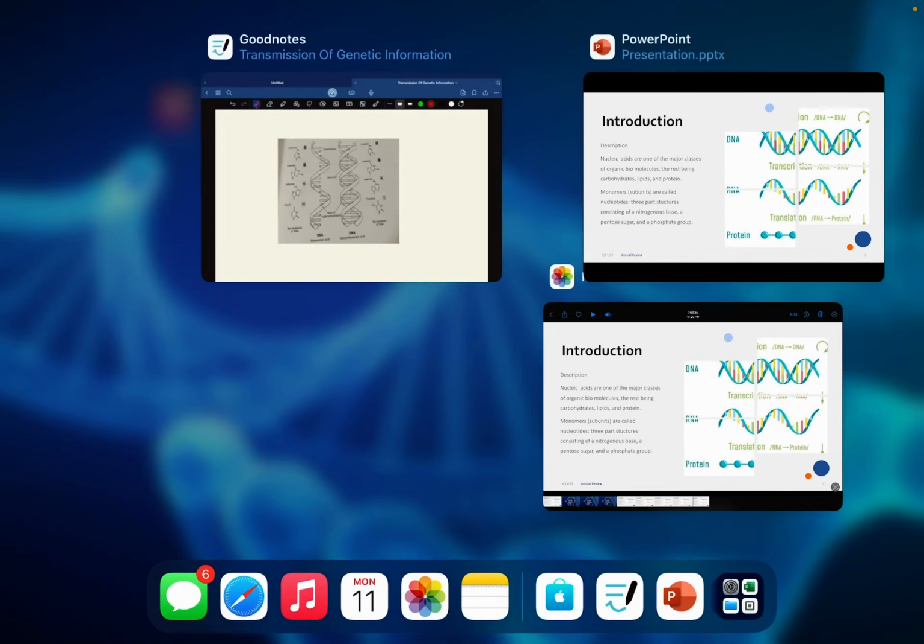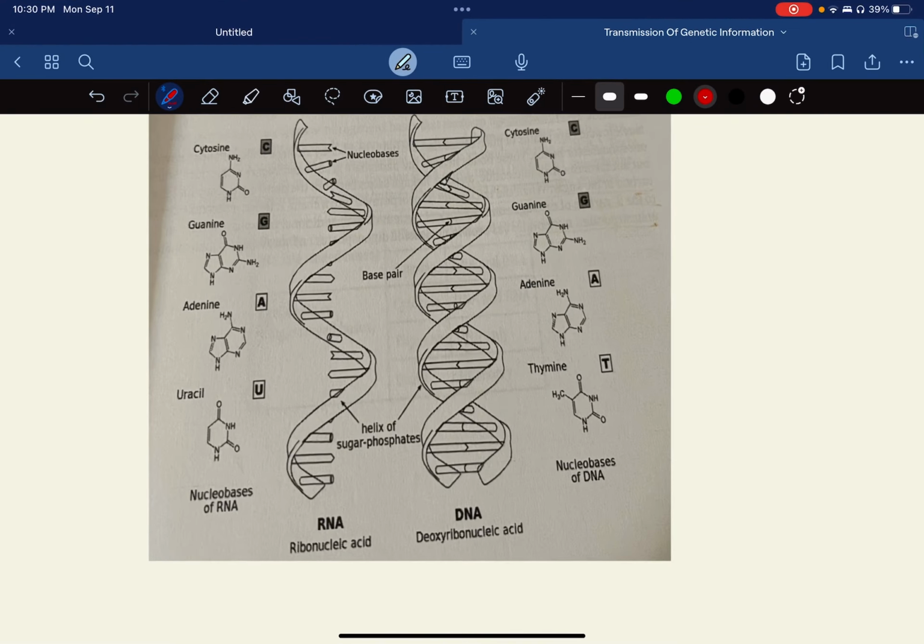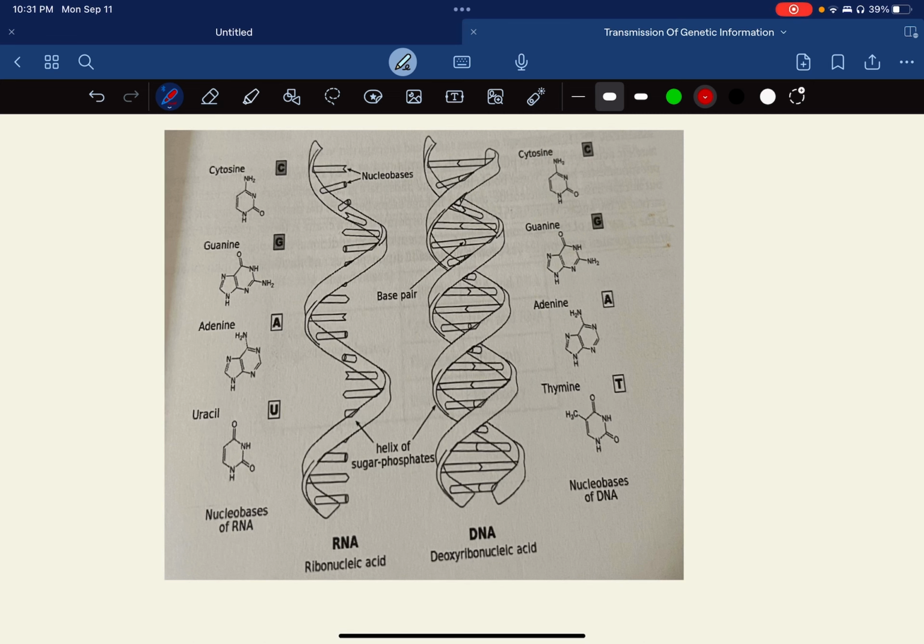In this next picture, we have a better image that explains the nucleic bases of RNA and DNA. Here we have RNA, and we can see it's single-stranded, and then we have the double-stranded, which is DNA. We can also see the cytosine, guanine, adenine, and uracil. And in the DNA, we see cytosine, guanine, adenine, thymine. You can see the differences between each. Uracil is where the RNA is, and thymine is where the DNA is.